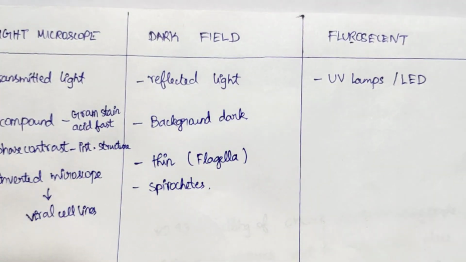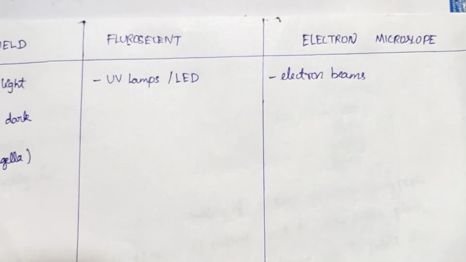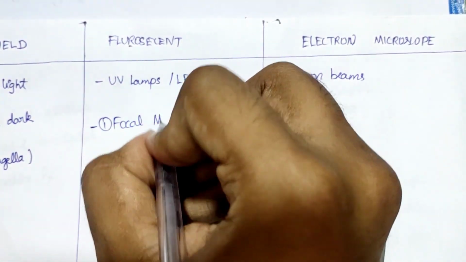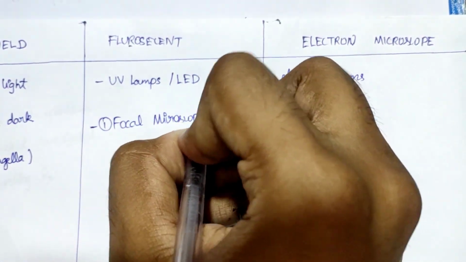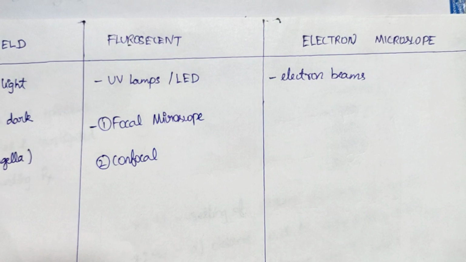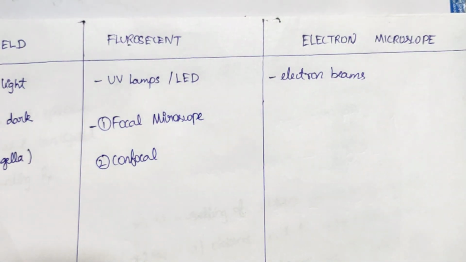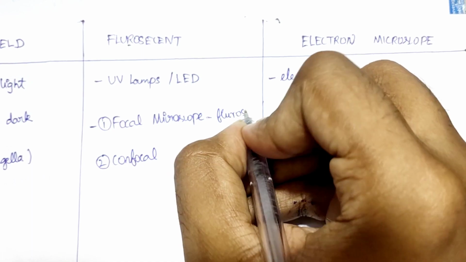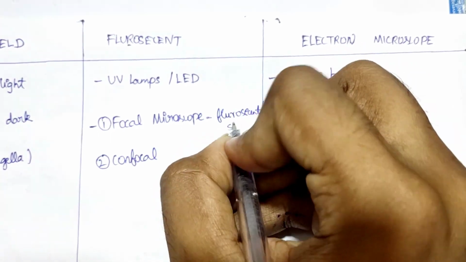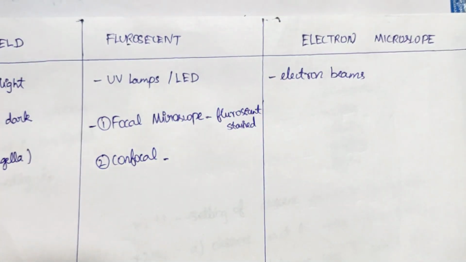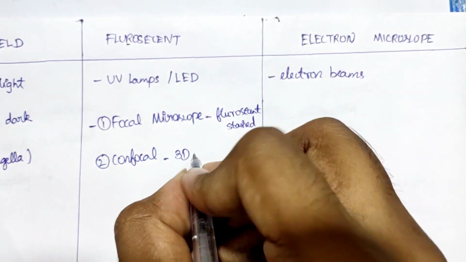Next, we are going to see the fluorescent microscope. The fluorescent microscope is of 2 types. One is the focal microscope, the other is the confocal microscope. The focal microscope plays an important role in seeing fluorescent stained structures. The confocal microscope plays an important role in seeing 3D structures. Very important question.